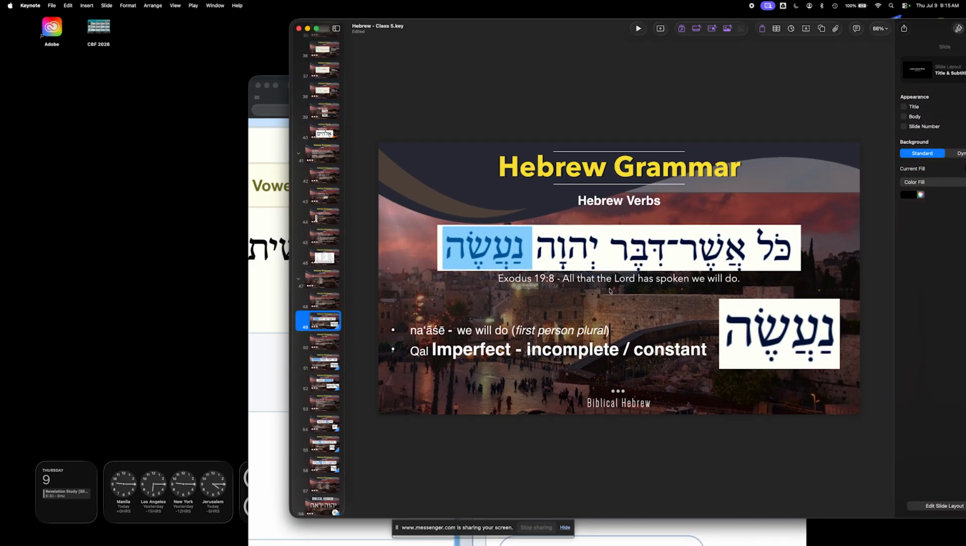Exodus chapter 19, verse 18. All the Lord has spoken, we will do. By the way, this is an awesome, awesome statement. This is amazing. I'll show you the weight of this.